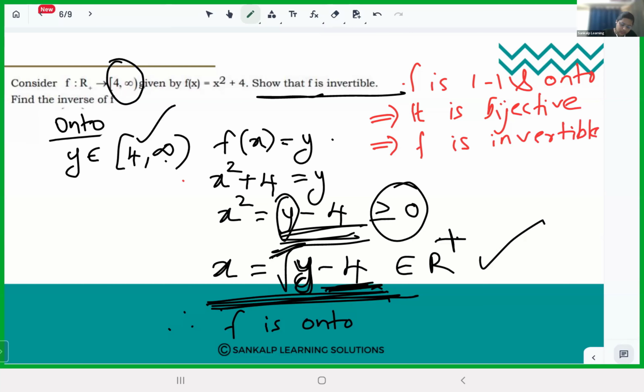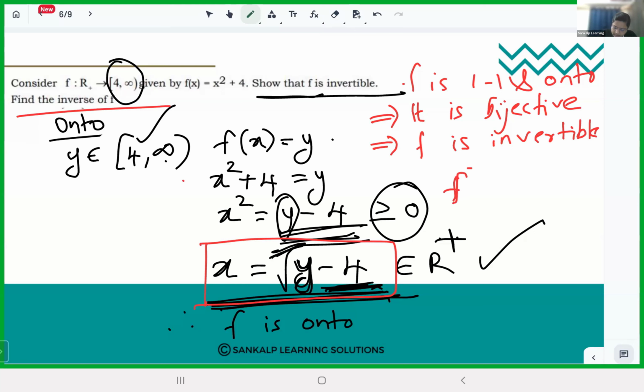Now, the next part is to find the inverse of f. How will you find the inverse of f? It is just the reverse process, and we have already found it as x equal to root of y minus 4. We have already got the value of x, that is equal to root of y minus 4. That itself is the inverse of that function.